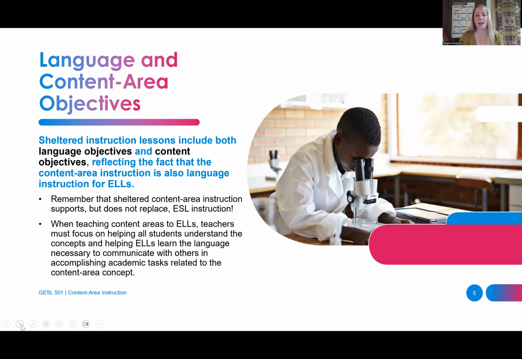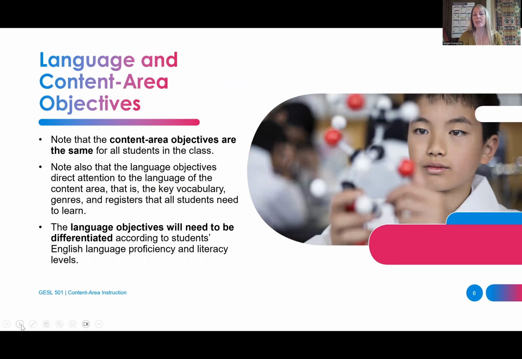Remember that sheltered content area instruction supports but does not replace ESL instruction. So when teaching content to English learners, teachers focus on helping all students understand the concepts and help English learners to learn the language necessary to communicate with others when accomplishing academic tasks related to that content area concept. Note that the content area objectives are the same for all students, English learners as well as native English speakers. So we're asking the students to learn the same content area. We're not asking them to learn different content than the native English speaking peers.